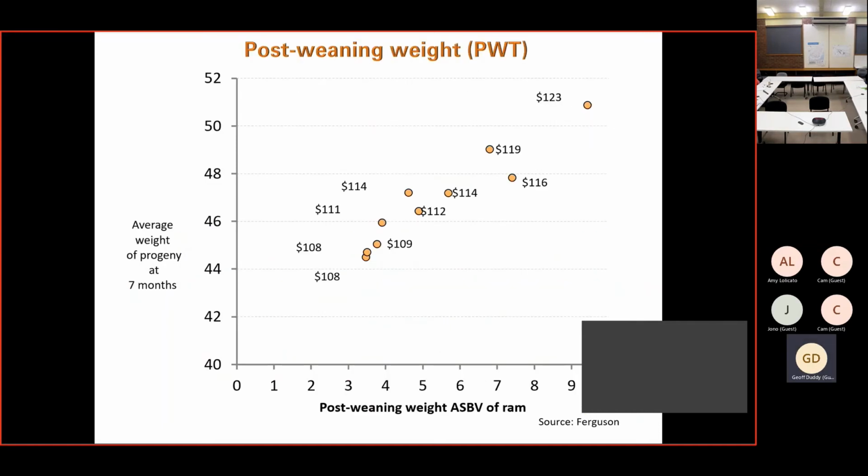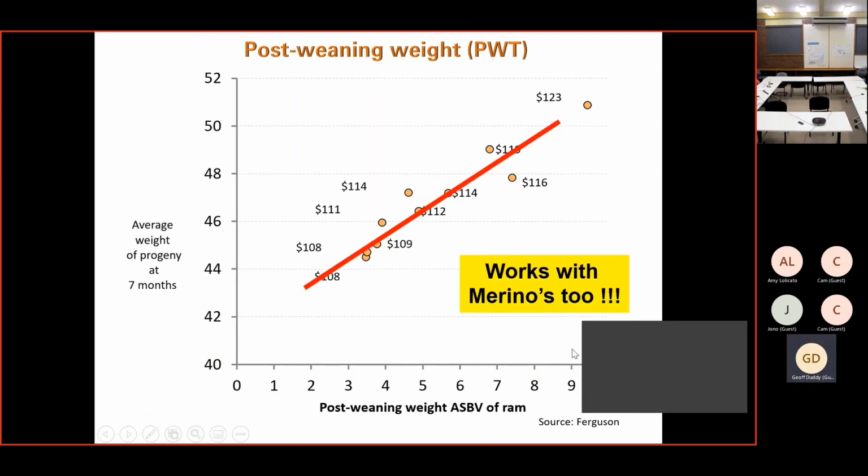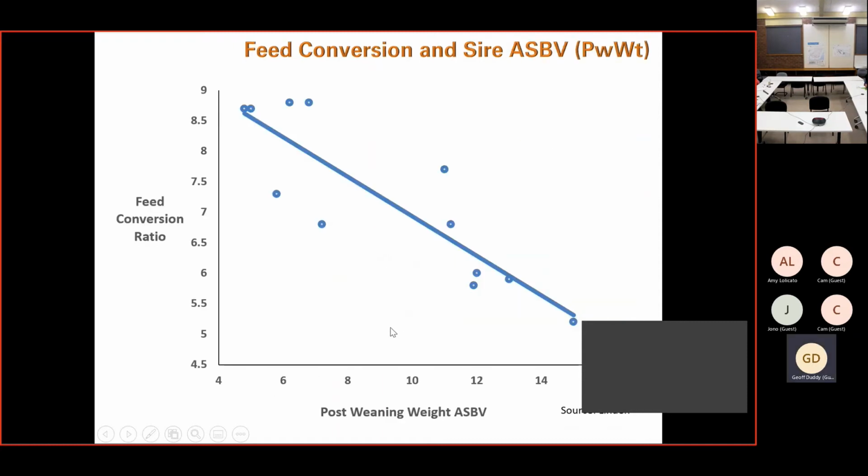The beauty of the whole thing is that it works in merinos too. This is some trial work out of Western Australia. By all accounts, the only sire, this is post-weaning weight or growth rate potential of the progeny, if you like, from the rams. The only sire that stood out physically was the one right at this end, up around 9.5, 10 for ASBV value. And that is a really strong relationship. So growth rate works in all breeds.